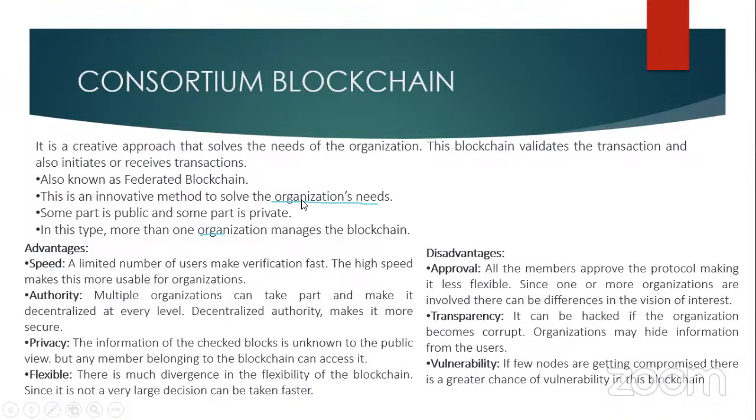Now, some part of this blockchain is public, and in this type, more than one organization can manage the blockchain. So if you have been noticing, each type of blockchain that I've described is improving on the previous blockchain before it. In this case, the consortium blockchain solves the problem of the hybrid blockchain, taking the power from one organization towards numerous organizations. So now the advantage is simply speed. Number one, speed.